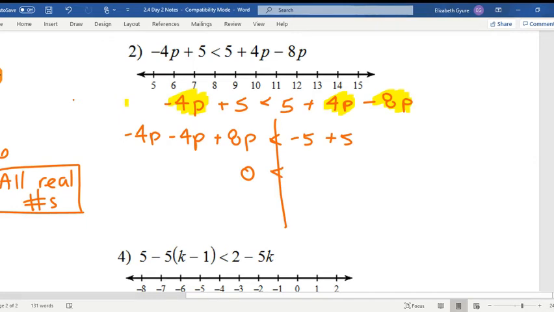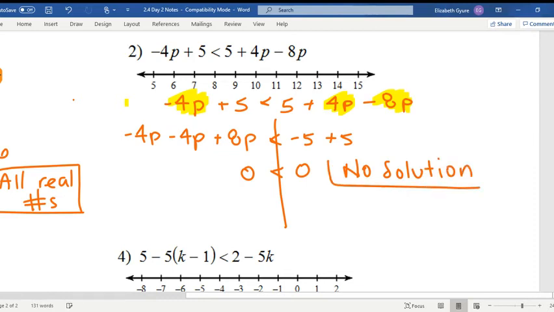And what's negative 5 plus 5? Once again, 0. Now with this one, we need to be careful. Is 0 less than 0? Right, this one is a no because there's no equal to bar. So this one is a false statement, which means we would say no solution.